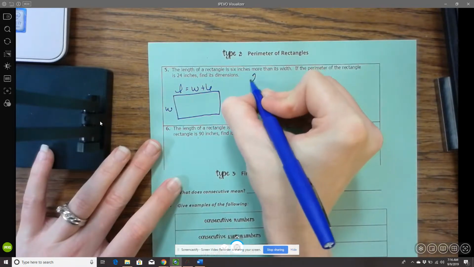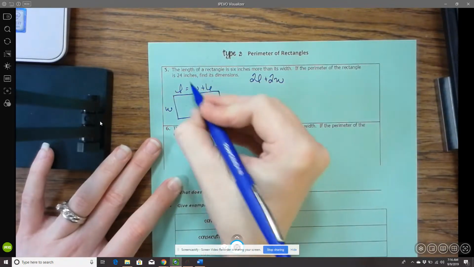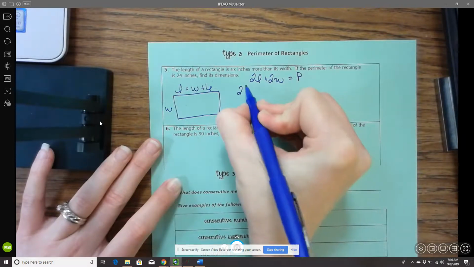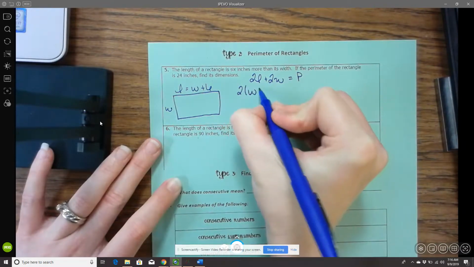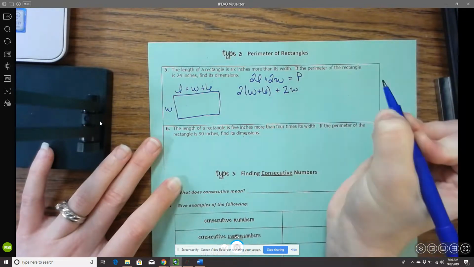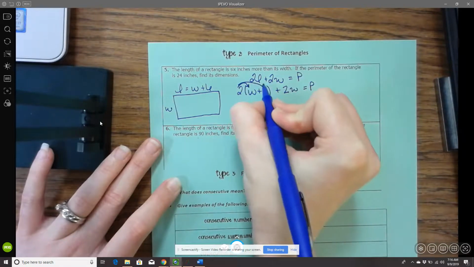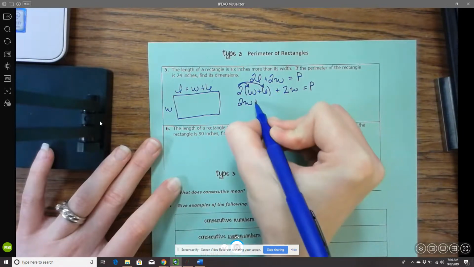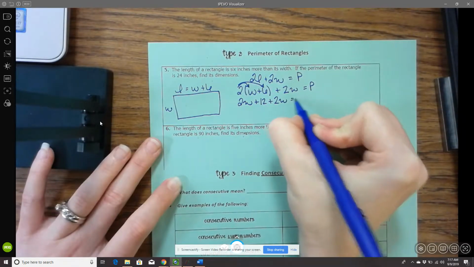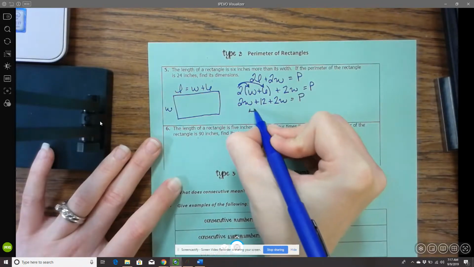So perimeter of a rectangle is 2L plus 2 width. And so I can plug in my values here, and that equals perimeter. So I could do 2 times, again, my length, which is width plus 6, plus 2 times the width. And then I would distribute. So I would have 2W plus 12 plus 2W equals the perimeter. So then I can combine like terms.